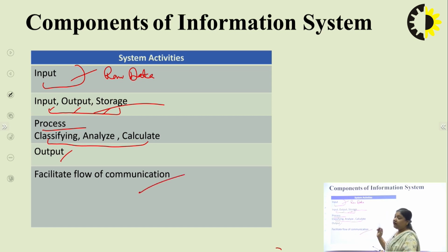We required the information system to perform that activity, means to communicate from one system to another, we required a medium. Okay.